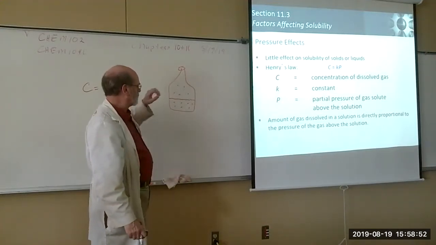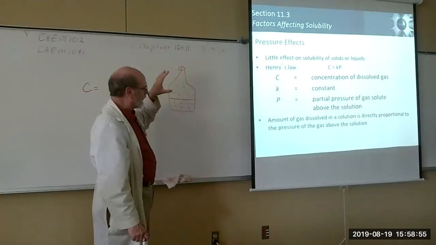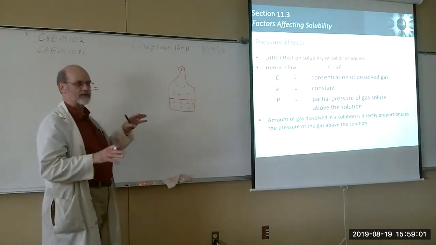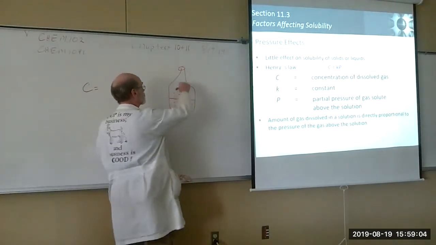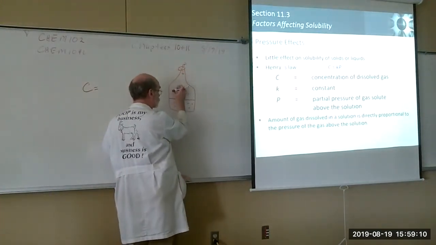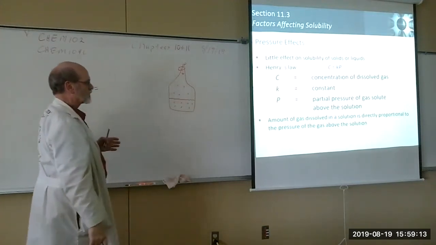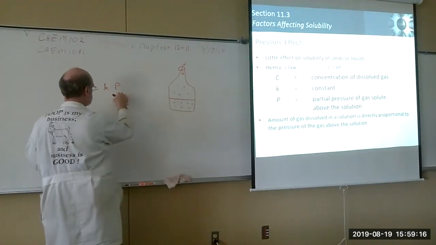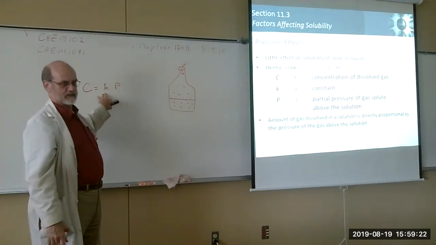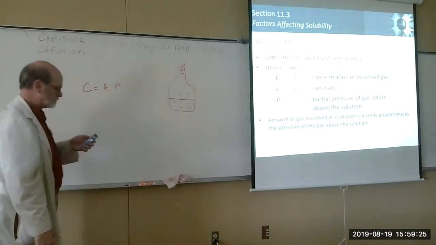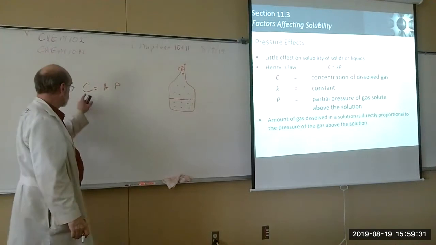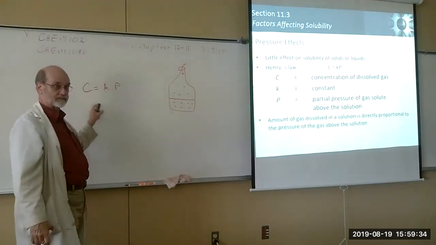So what happens is, actually, excuse me, Henry's law is for a particular temperature. So you hold temperature constant, then you vary the pressure. If you increase the pressure here, then you drive these gas molecules into solution. So the higher the pressure here, the higher the concentration. And K is an empirically determined constant. But the concentration of the gas is directly proportional. This is a direct proportion.